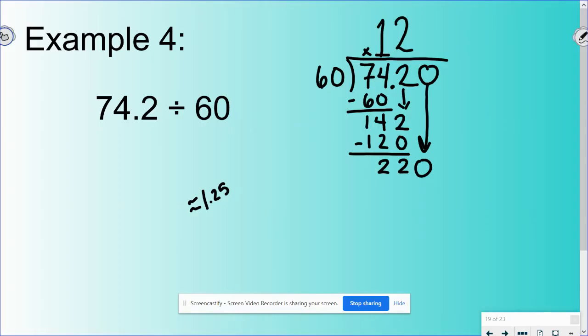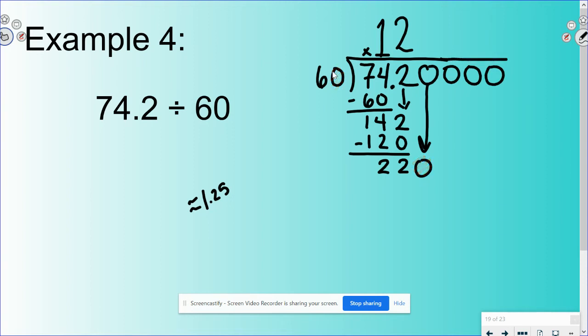Sorry for that interruption. Let's carry on, shall we? So once again, if it helps, we're going to bring an extra 0 down. You can add, look, you can add as many zeros as you want. That doesn't really change the problem, but it does give us more place values.